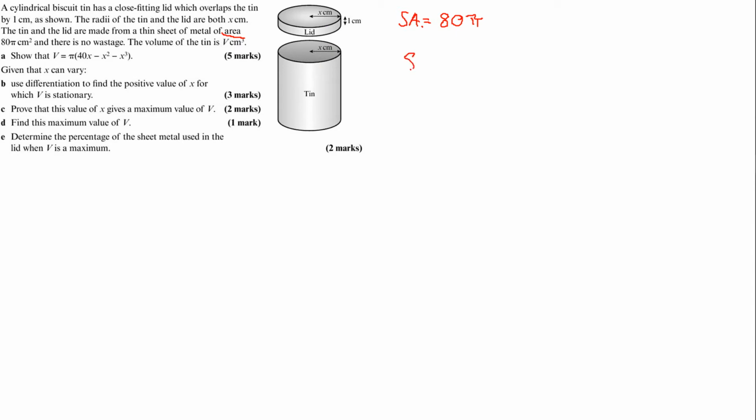So if we look at surface area, we've got a top and a bottom, which is just going to be πr² times 2. So that's going to be 2πr². Now, I'm not going to write r², I'm just going to write x because x is our radius in this case. So 2πx². So that is our top plus bottom of our tin.